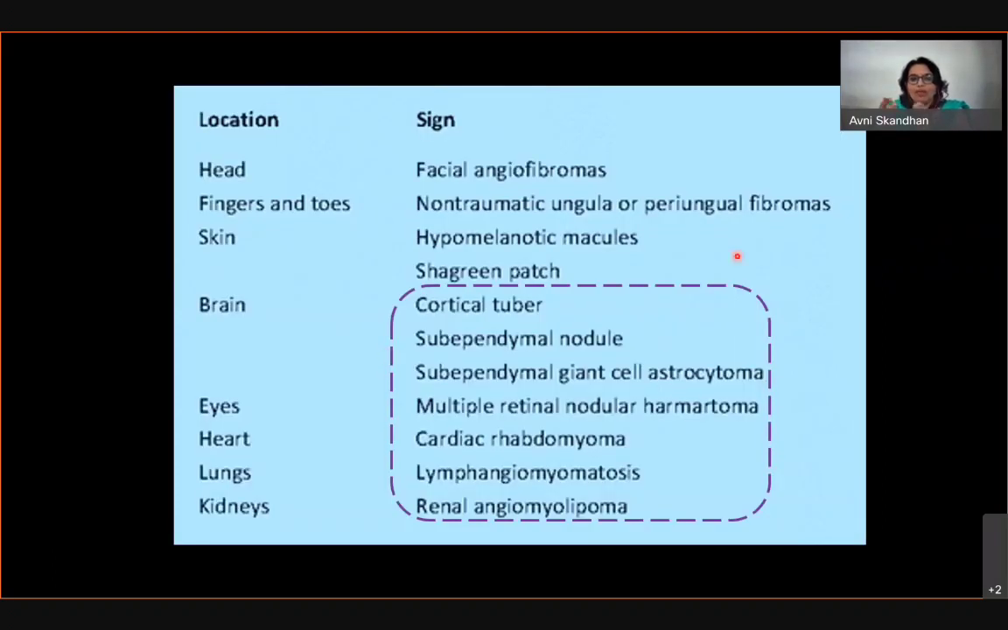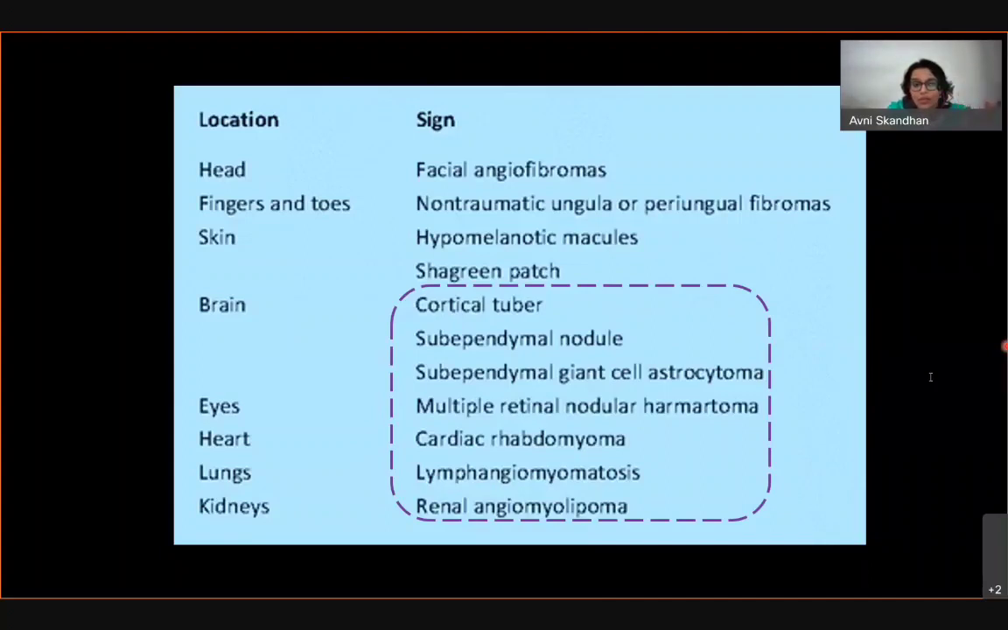So what are the signs that we are seeing? I'm not talking about these. I'm talking about the ones which we are going to pick up in our imaging. We are going to look at the brain. Brain is where we look at most of the findings. You'll see cortical tubers. You can see the subependymal nodules. You can see SEGA, a dreaded complication.